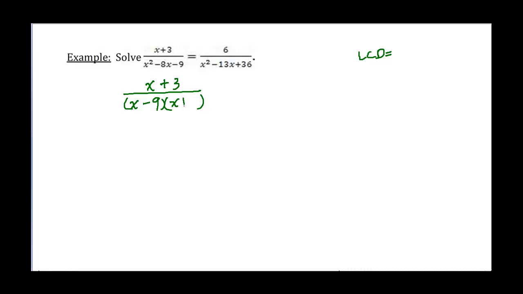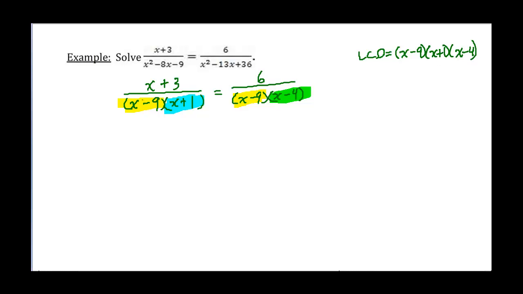A minus 9 and a plus 1 will work. And in this denominator, a minus 9 and a minus 4 will work. Okay? And so if you look, both of these denominators have an x minus 9. My left-hand side has an x plus 1 as a factor. My right-hand side has an x minus 4 as a factor. So as I write my LCD, it is going to include the x minus 9, x plus 1, and the x minus 4. So that is what I need to multiply both sides of this equation by.